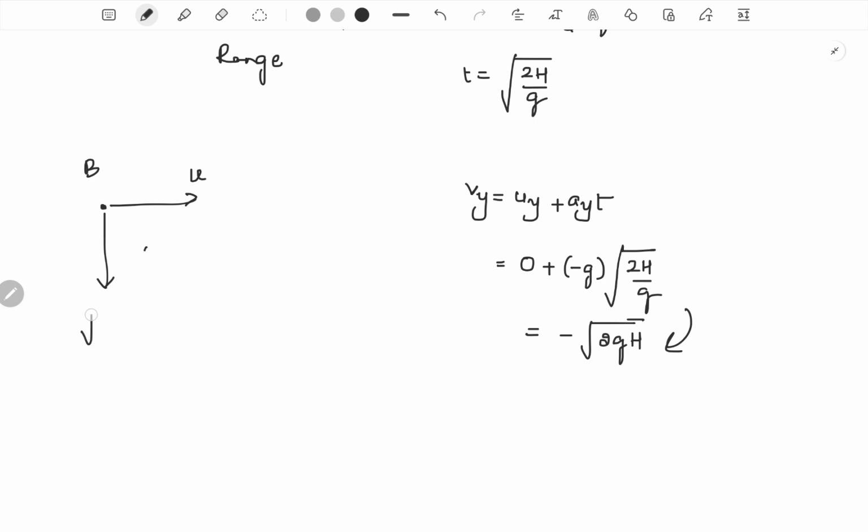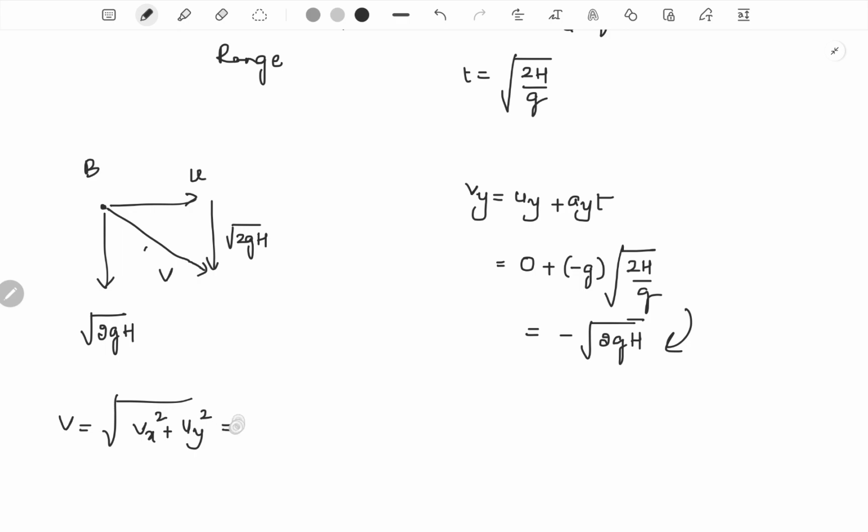So it would have a vertical component of root of 2gh. So the resultant of these two would give us the magnitude of velocity of the body. So v would be root of vx square plus vy square, which would be root of u square plus 2gh. So this is the magnitude of its velocity at point B, I mean just before hitting the ground.